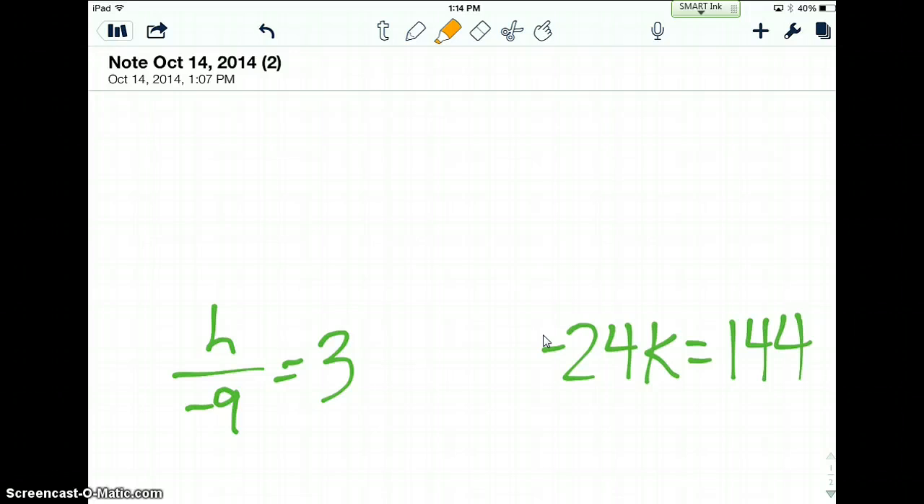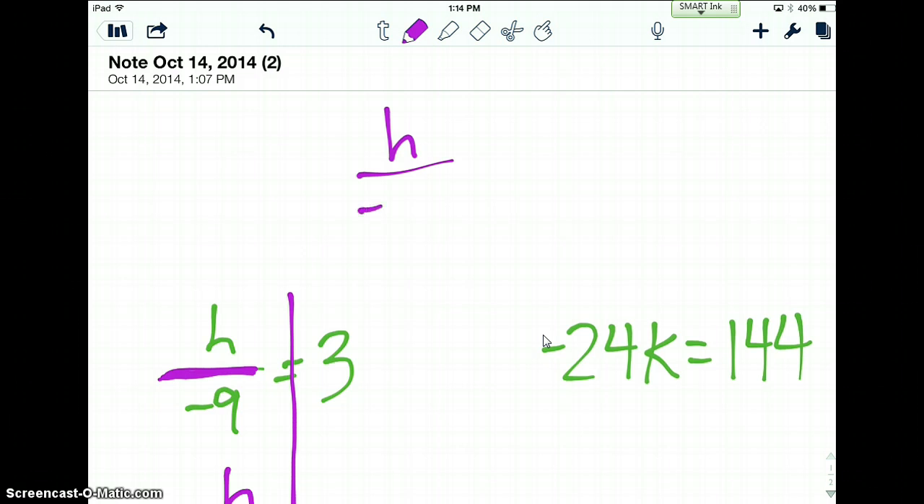In this problem of h divided by negative, oh, and I already gave it away. This right here, this fraction bar is division by negative 9. And we're trying to figure out what that h value is going to be. So I'm going to rewrite this up here because I don't have much room. And I'm saying we're trying to get h all alone.